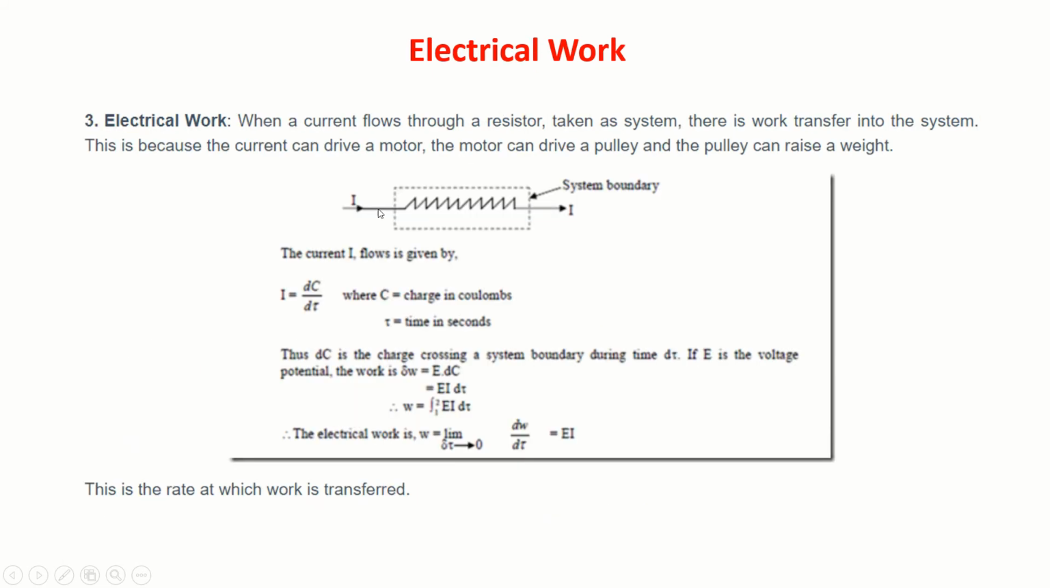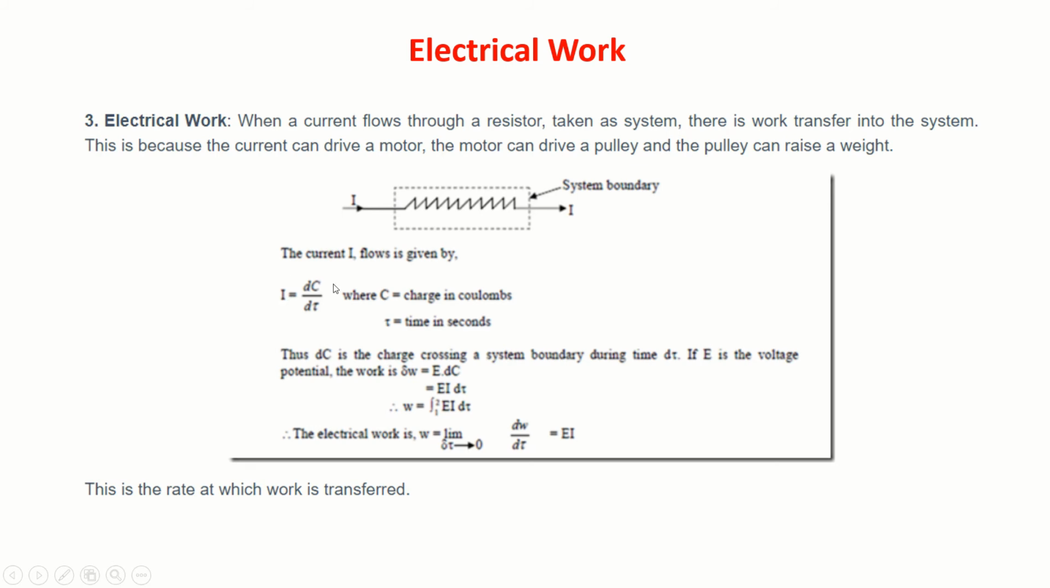Similarly, when current passes through a bulb, you'll get light. So this is the resistance. So what is the electric work here? Actually, you cannot find out what the force or the displacement is, but it is always possible to use this electric current to raise the weight. So what is the electrical work done in this case?